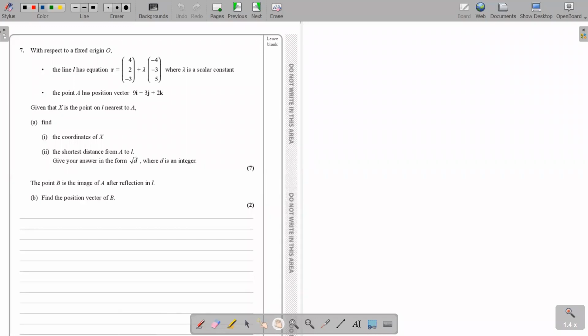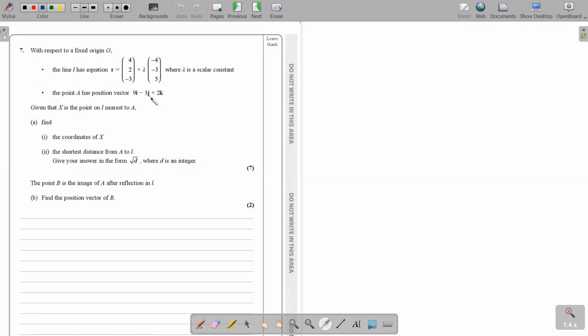Okay, so let's move on to question number 7. With respect to a fixed origin O, the line L has equation r = (4, 2, -3) + lambda(-4, -3, 5). So r = a + lambda b. All of you know here (4, 2, -3) represents the position vector on the line, and (-4, -3, 5) represents the direction vector of the line, where lambda is a scalar constant.